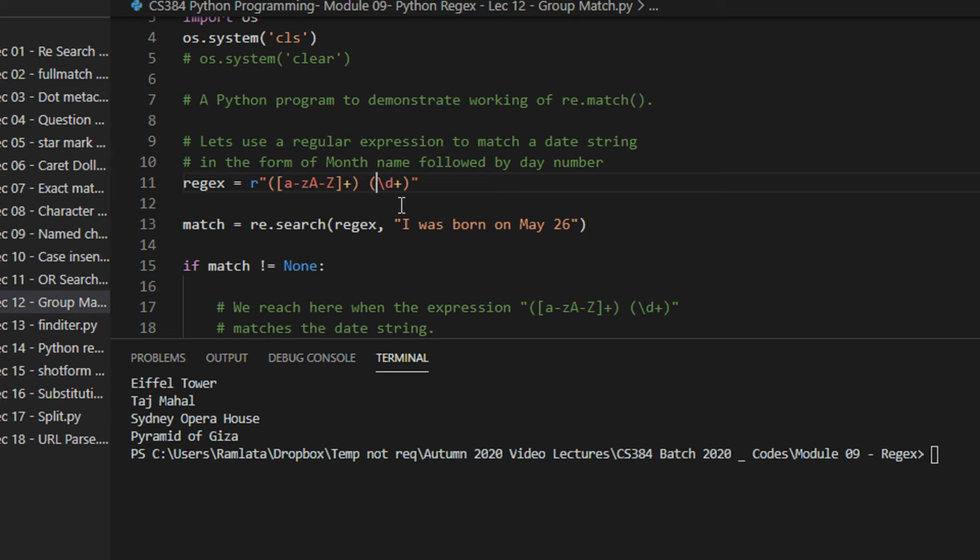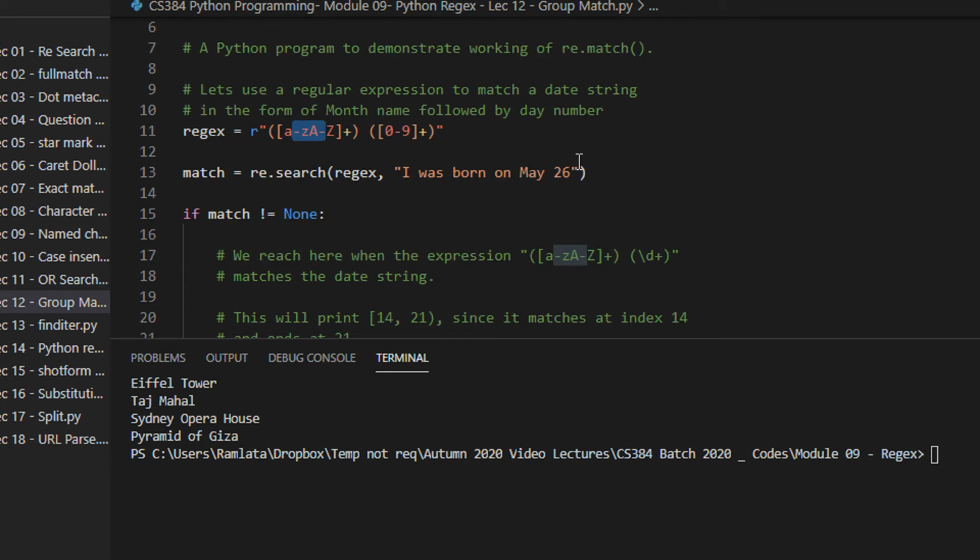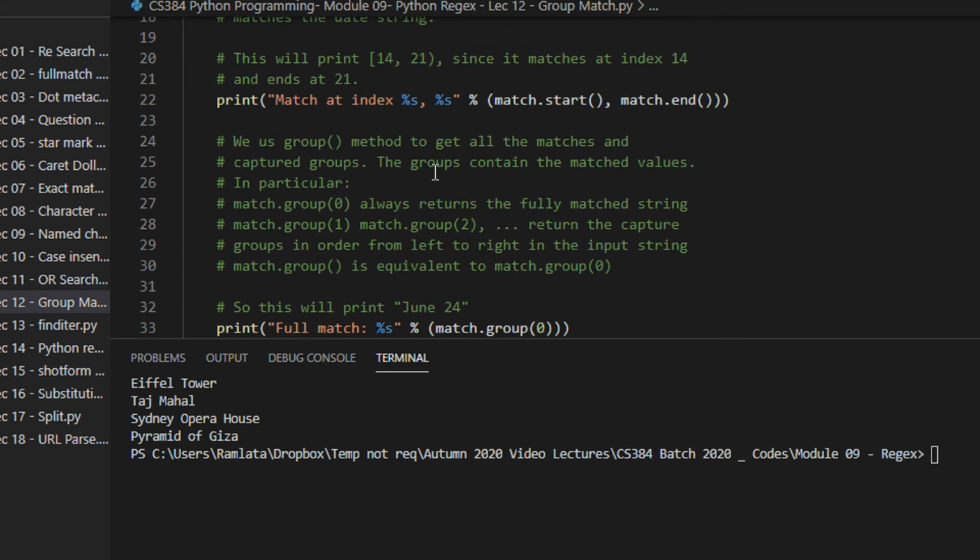Okay, if you want to make it even simpler, let us keep it 0 to 9. Fine, this is the same thing. So alphabets, small or capital, 1 to infinity is the length. Numbers from 0 to 9, 1 to infinity again is the length, right? Now the sentence that I'm trying to match is: I was born on May 26th. This particular regular expression will be placed on this particular string and a match will be concluded. Now we will first see the output and then see what happens here.